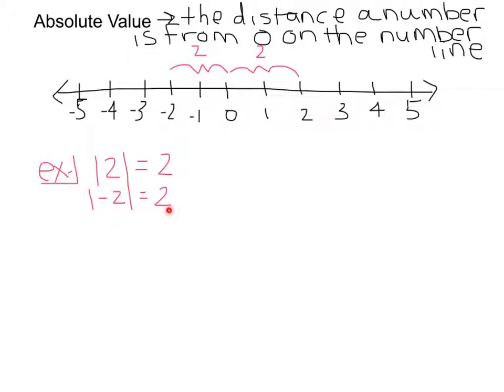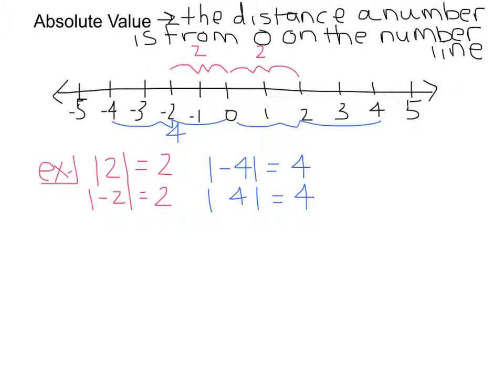So let's look at another example. What would you predict the absolute value of negative 4 would be? Well, let's look at the number line. Negative 4 is exactly 4 units away from 0. What's the other value that is exactly 4 units away from 0? If you said positive 4, you're correct. The absolute value of positive 4 is also 4.